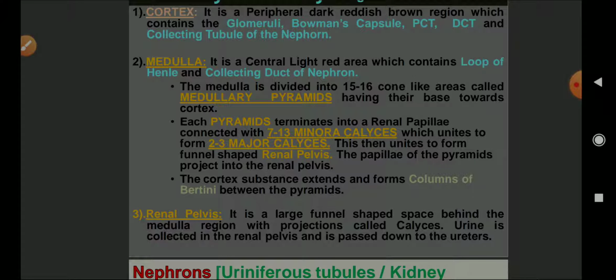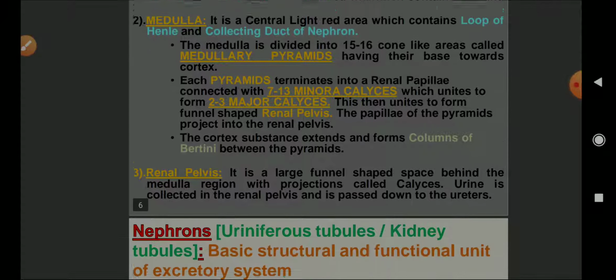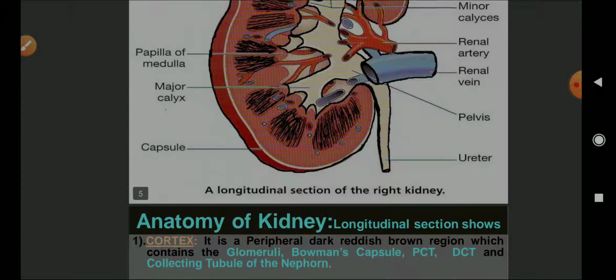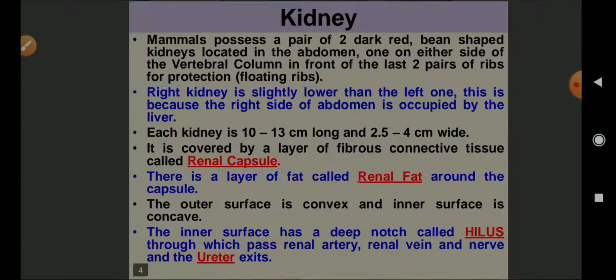Renal pelvis, the third region. It is a large funnel-shaped space behind the medulla region, with projections called calyces, and the urine is collected in the funnel-shaped renal pelvis and passed down to the ureters. So this is all about the external and internal structure of the kidney.